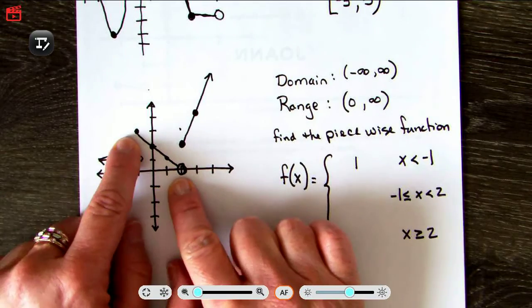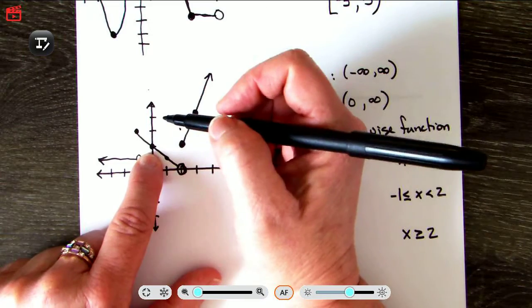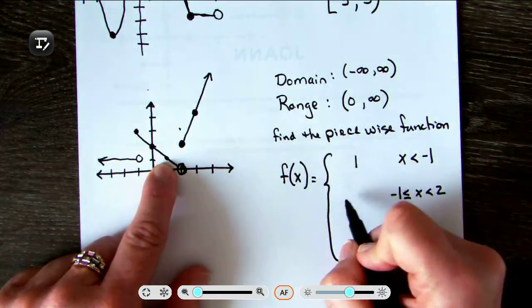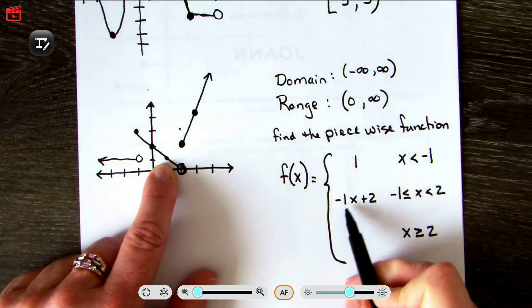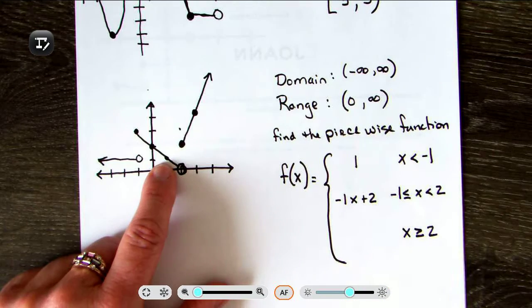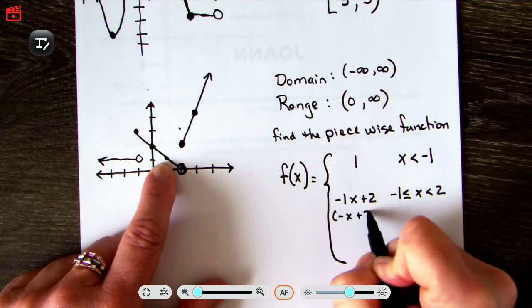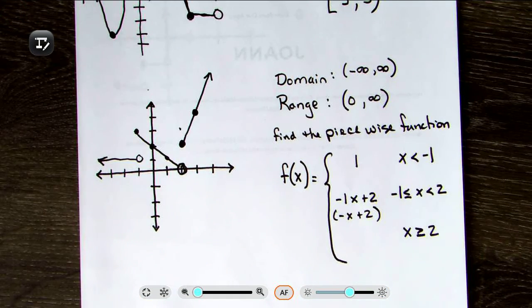This is a straight line. Y-intercept at 2. Slope is going down, down 1 over 1. So -1x plus 2, or just -x plus 2. Probably should write that as -x plus 2, instead of the -1x plus 2.